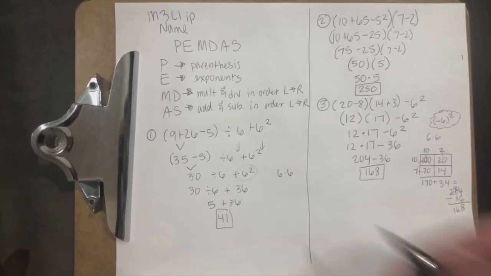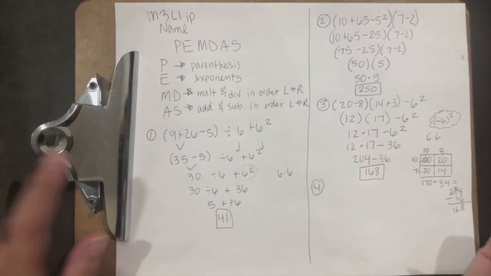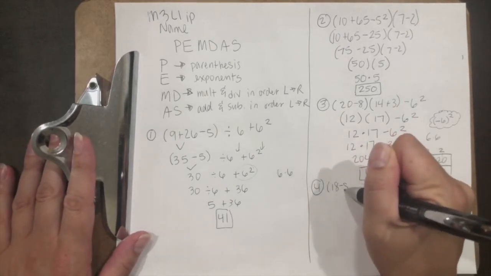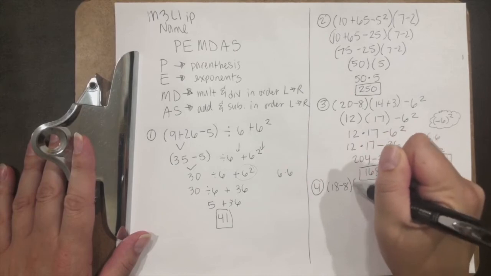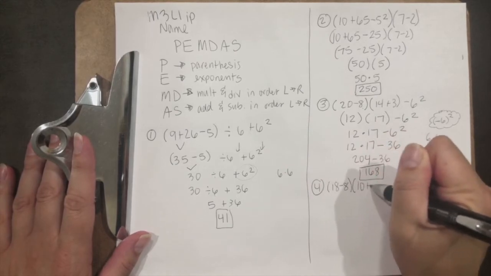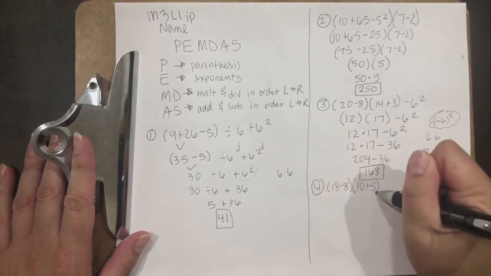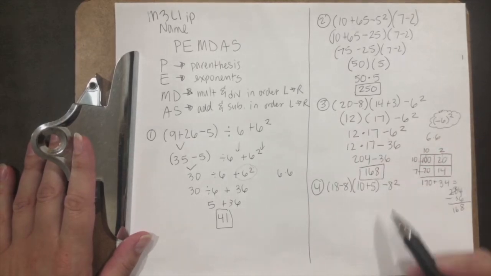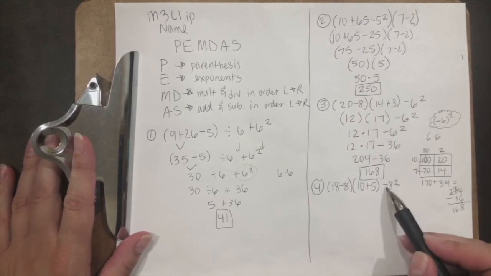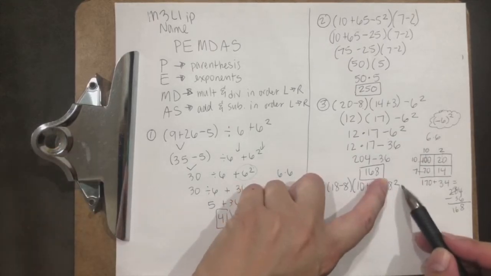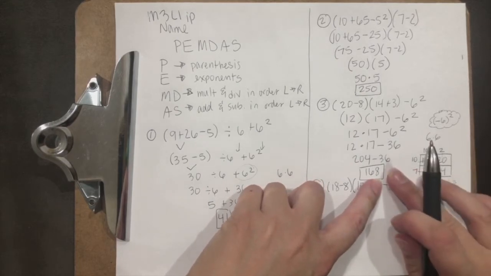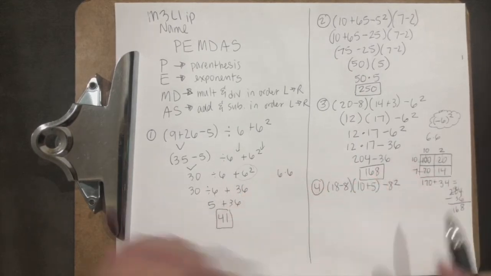All right, let's do number 4. I'll squish it in here. Parentheses, 18 minus 8, close parentheses, parentheses, 10 plus 5, close parentheses, minus 8 squared. And we've got another tricky one like that again. We're subtracting the unit 8 squared rather than having a negative 8 that's going to be squared. We would have to have parentheses there.